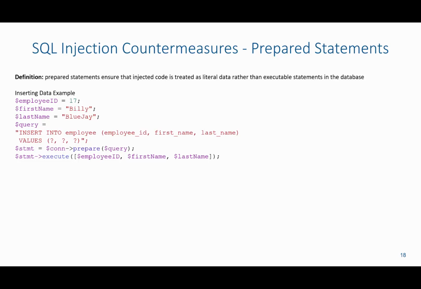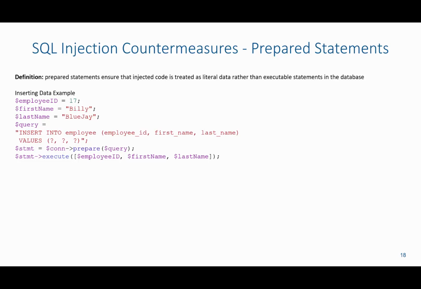and last name is equal to Blue Jay. Now the query, instead of actually putting these values directly into the query, I'm going to just use question marks. So as you can see here, it says insert into employee, the 3 columns that I'm going to insert these values into, and then I'm going to say values and then 3 question marks. Then I'm going to prepare my query and execute it.